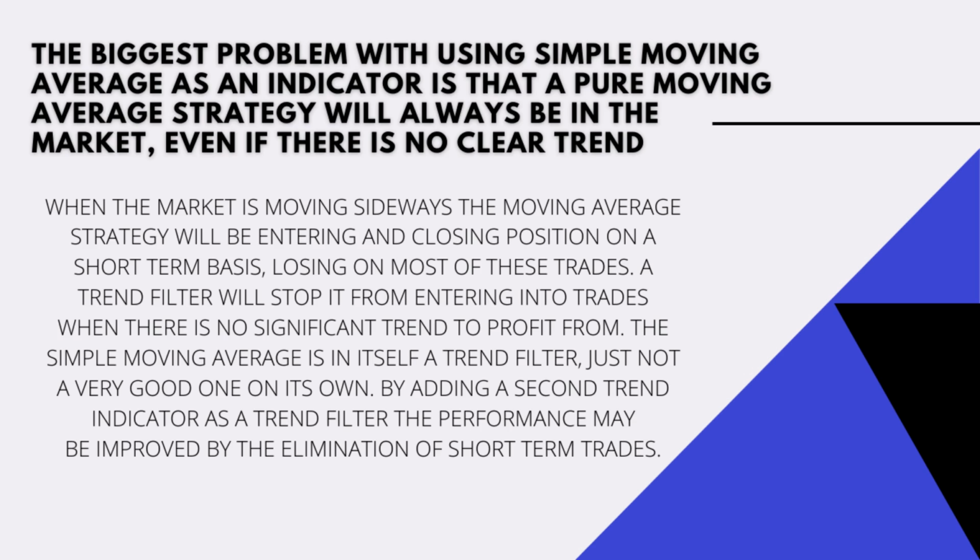A trend filter will stop it from entering into trades when there is no significant trend to profit from. The simple moving average is in itself a trend filter, just not a very good one on its own. By adding a second trend indicator as a trend filter, the performance may be improved by the elimination of short-term trades. The breakout strategy would also benefit greatly from a simple trend filter.